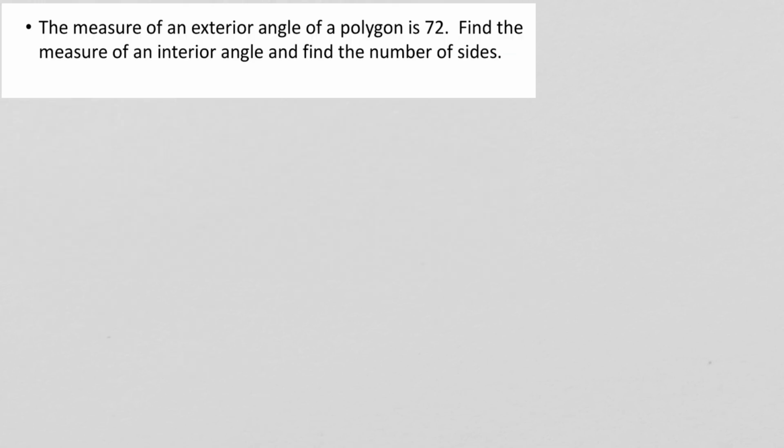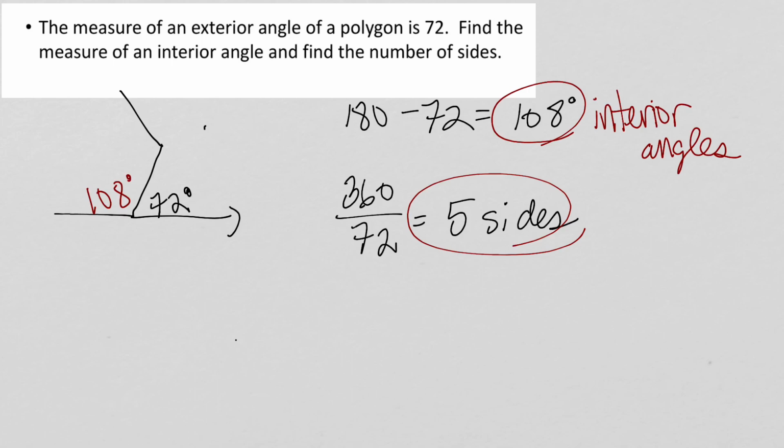All right, let's do this example here. Almost done. The measure of an exterior angle of a polygon is 72. Find the measure of an interior angle and how many sides. Pause the video, come back to see if you have the right answer. All right, so I'm going to do 180 minus the outside angle. So my interior angle is 108 degrees. How many sides does it have? Well, if I take 360, because they all have to always add up to 360 on the outside, divided by the 72, I get 5 sides.